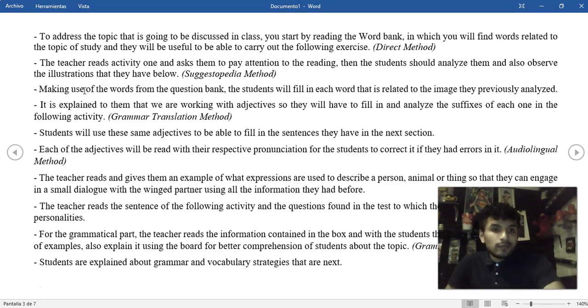It is explained to them that we're working with adjectives, so they will have to fill in and analyze the suffix of each one in the following activity. Yes, they have to analyze the suffix of any adjectives. And students will use these adjectives to be able to fill in the sentences they have in the next section. I'm referring to activity number 2.